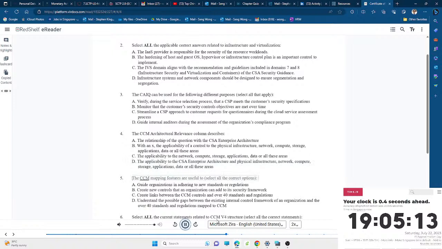5. The CCM mapping features are useful to, select all the correct options: A. Guide organizations in adhering to new standards or regulations. B. Create new controls that an organization can add to its security framework. C. Create links between the CCM controls and over 40 standards and regulations.